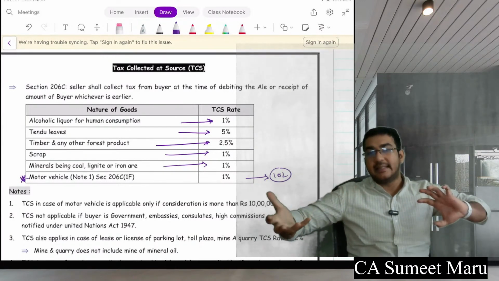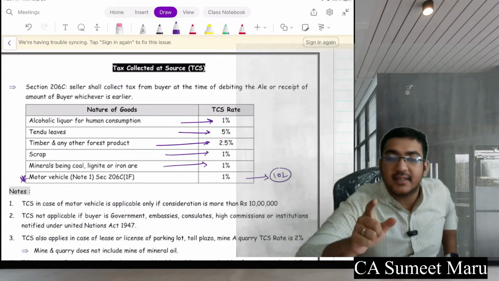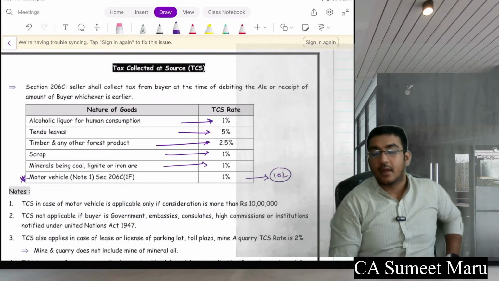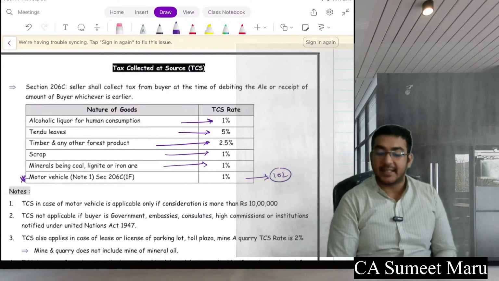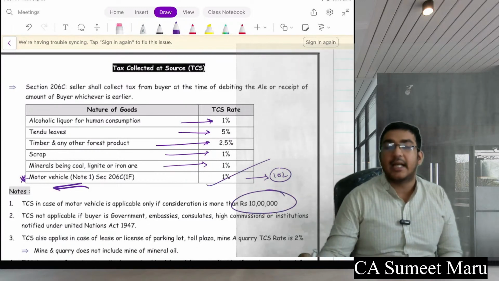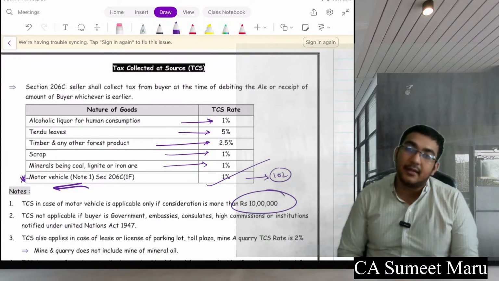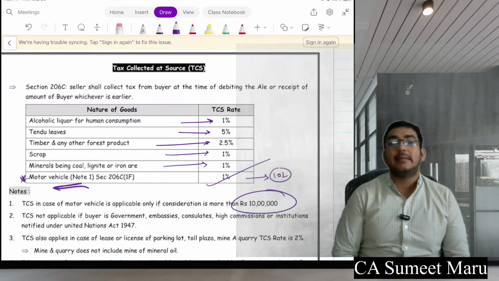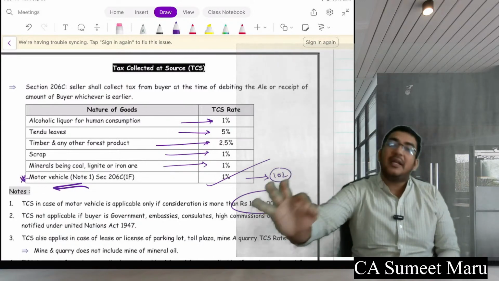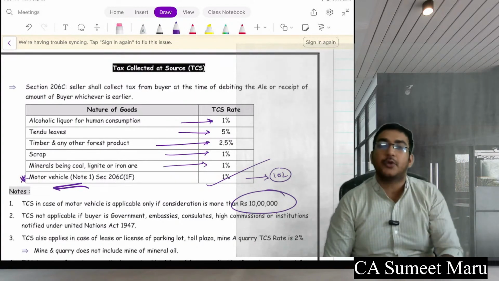TCS is opposite to TDS. Here the payer doesn't deduct it. The customer, the other person, collects it. That's why the name is tax collected at source. So if the vehicle is above 10 lakhs, this has to be done at 1%. If you go to purchase a Honda City of 15 lakh rupees, the showroom will ask you for 1% extra amount and he will pay it to the government, and it will reflect on your PAN.